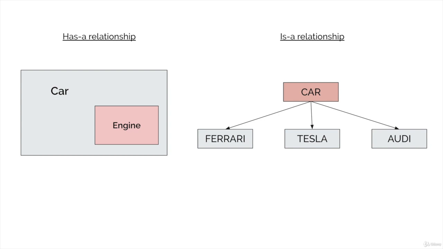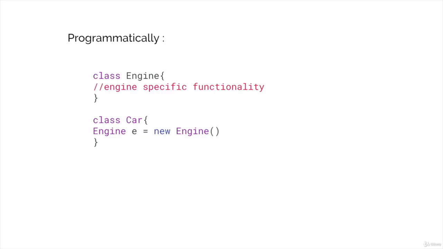This diagram perfectly represents it. Here you can see that the engine is within the car, but over here Ferrari, Tesla and Audi are types of cars. So this is the has-a relationship. Now there is no particular keyword to implement the has-a relationship. We saw how we can implement the is-a relationship using the extends keyword, but to implement the has-a relationship we don't have any keyword.